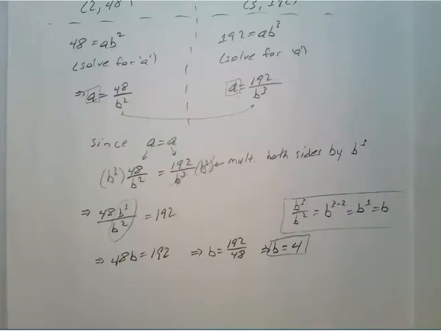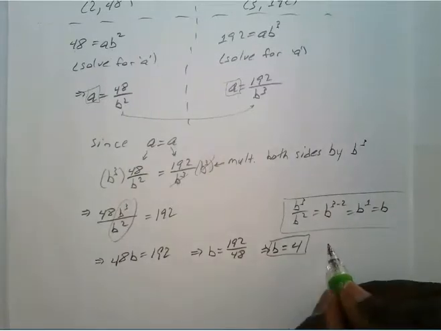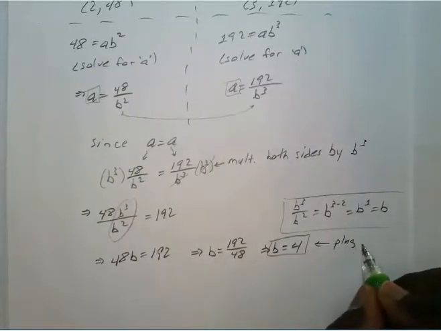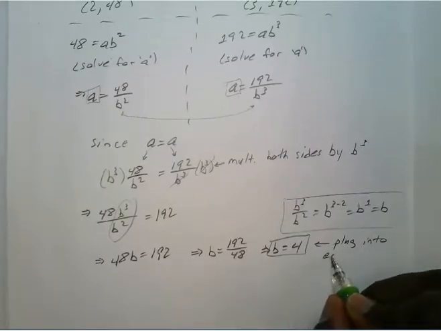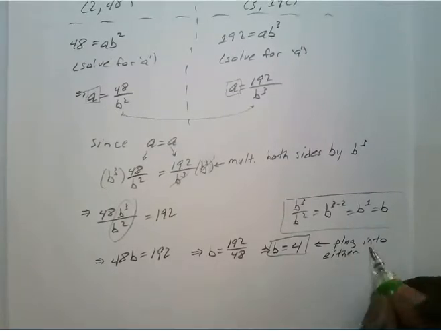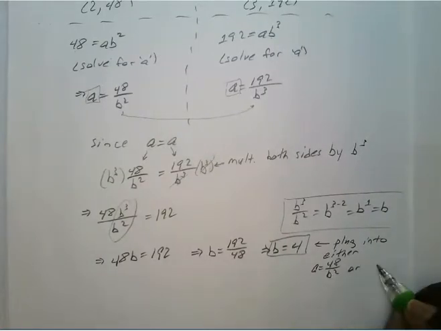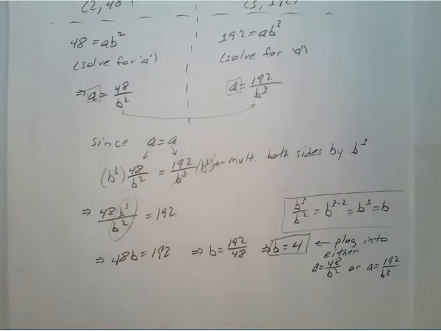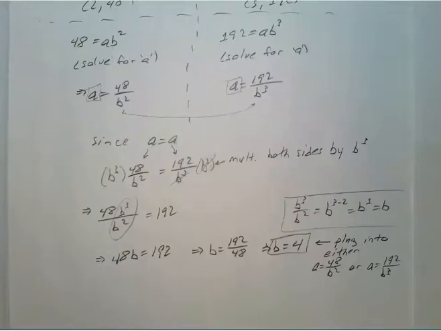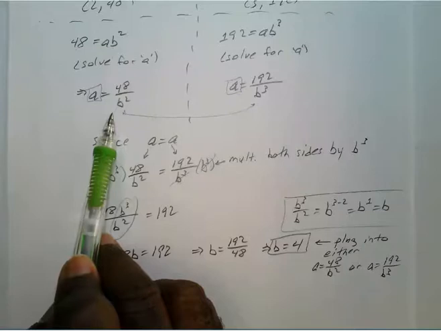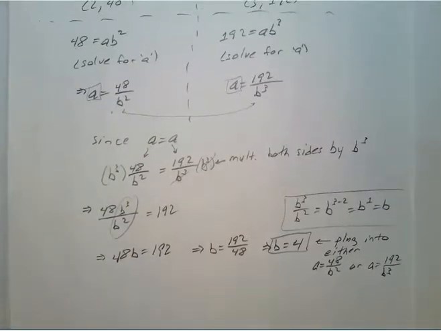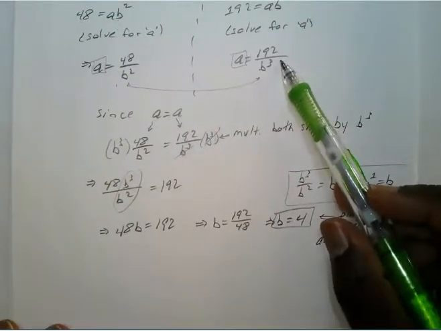Okay. So now we still have to solve for an actual value of a. So we can plug it into either a equals 48 over b squared, or a equals 192 over b to the third. Okay, so we have our b value. We just have to plug it into either to solve for our a, and I'll plug it into this one just because it looks easier. No other reason than that. If you want to plug it into this one, you'll get the same answer for a.